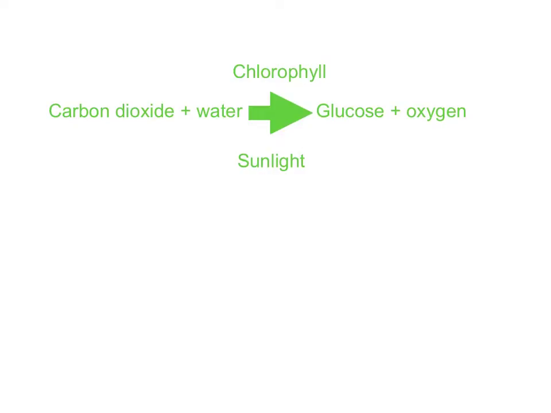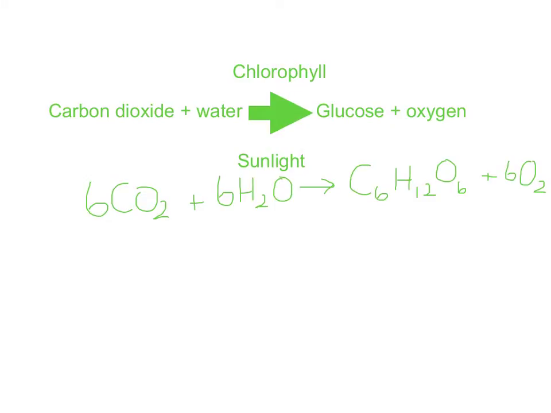This is the word equation for photosynthesis. We've got the carbon dioxide and water changing into glucose and oxygen due to this chemical reaction. The chlorophyll and the sunlight, which we said were involved earlier, are not within this word equation because they are involved but do not get used up within the reaction.